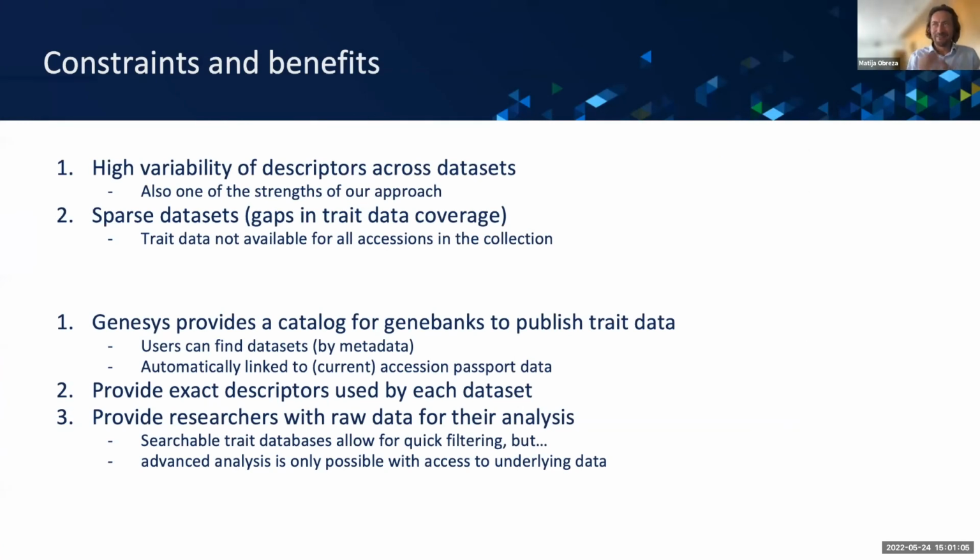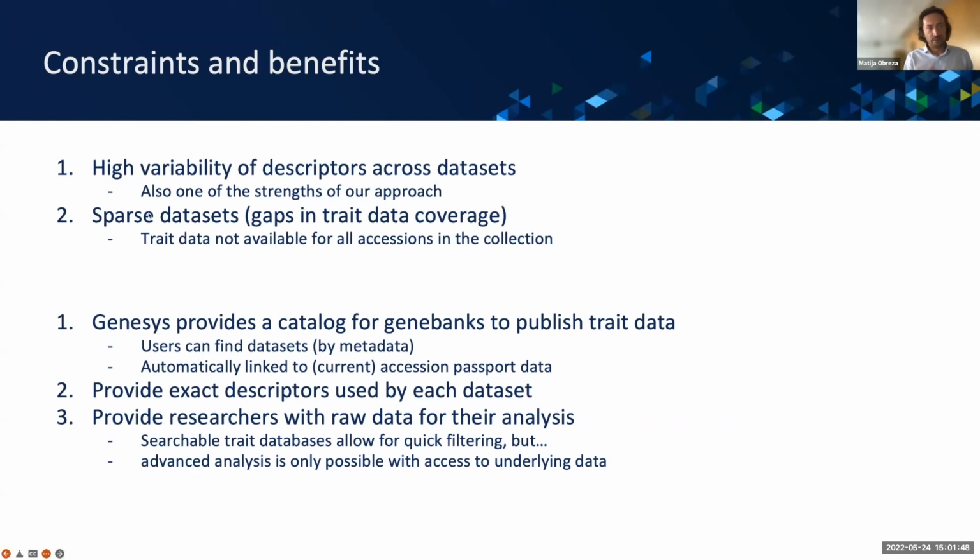We see really high variability of descriptors, so the definitions, across different data sets, including within the same gene bank. So that makes it very difficult to build a searchable trait database. Now, this high variability of descriptors across data sets is also one of the strengths of this approach, because each data set may provide the latest, the newest, the fanciest definitions of how those traits were observed. So it's not limiting the gene bank in what trait observations they want to publish, as long as they can document what observations they've made and how they have recorded them.